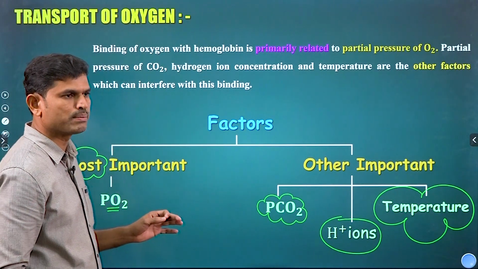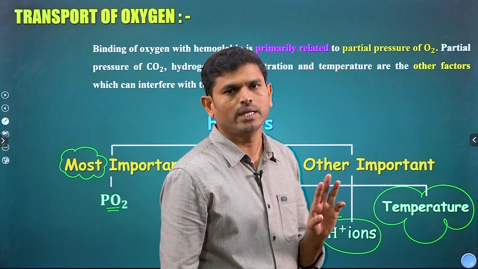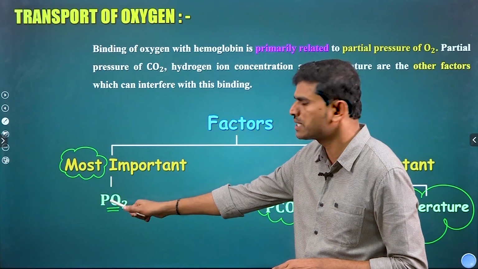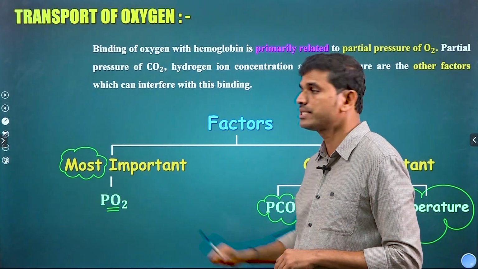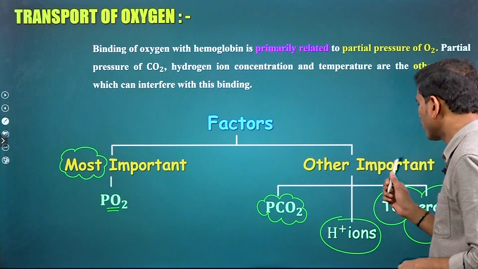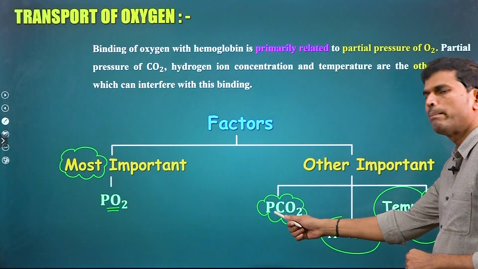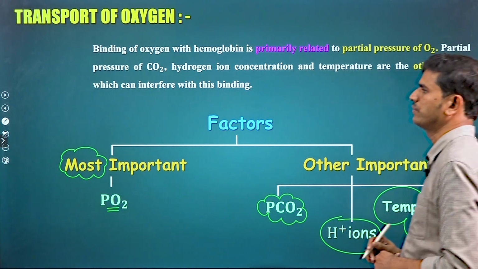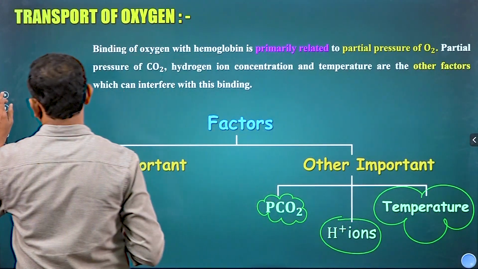So oxygen transportation is affected by the main factor, the most important factor, partial pressure of oxygen itself. This is the most important. And next, the other important factors are three: PCO2, H plus ions, and temperature. Okay. Next we can see the other slide.